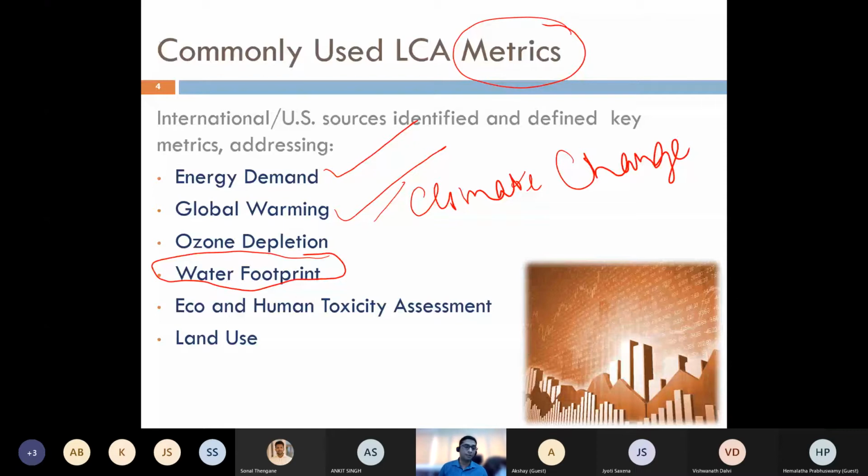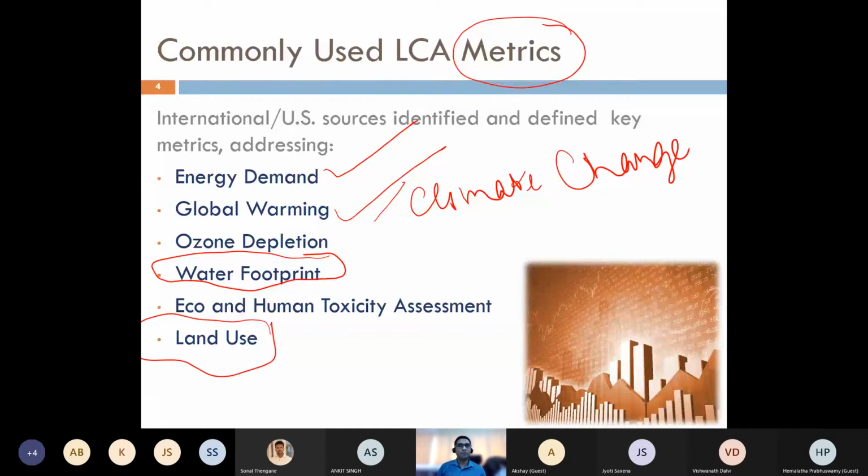Then we have the ecological or the human toxicity. The pesticides or the insecticides that might be used, or even the chemical-based fertilizers that go into the production of biomass, might cause toxicity in our natural environment, which might lead to decline in ecology as well as human beings. And then we also have land use.